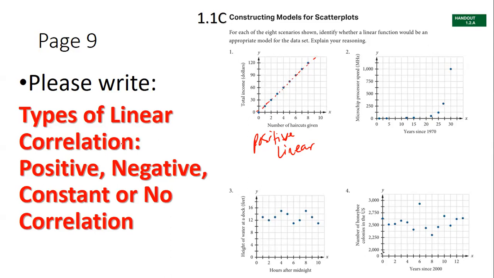All we're identifying is whether it's a positive, negative, or no correlation linear. Just reviewing, positive linear, the data overall increases from left to right. Negative linear, the data overall decreases from left to right. Constant, the data overall stays around the same value. No correlation means that it makes no line. There's no line being formed, okay?